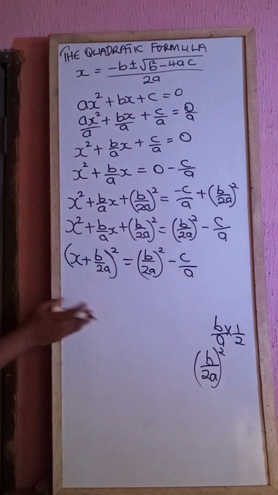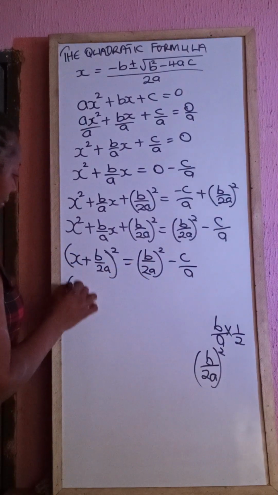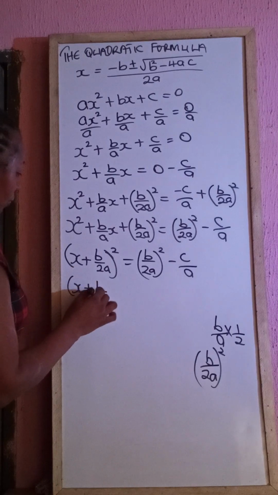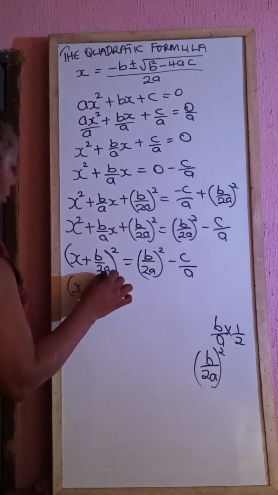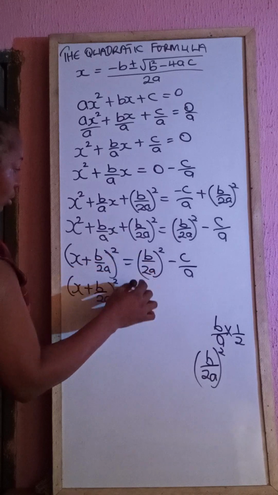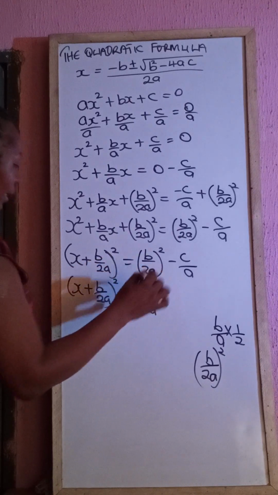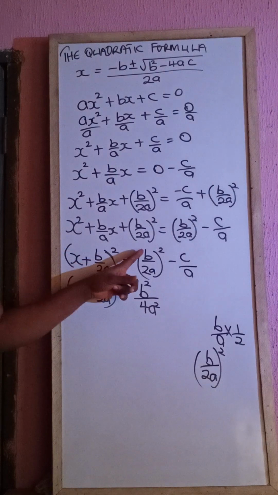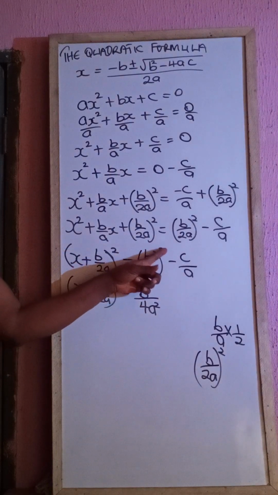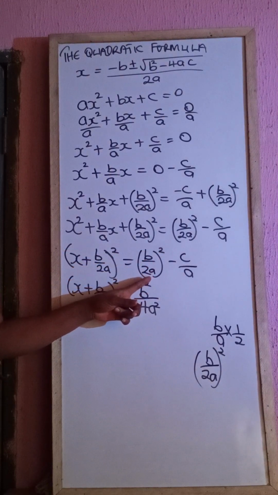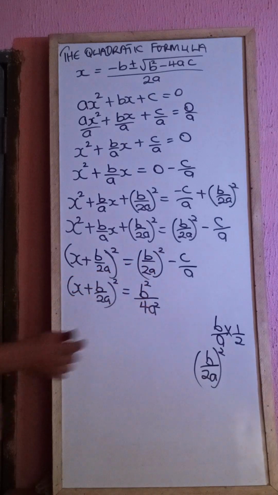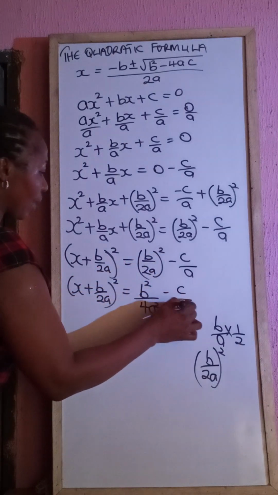Now, of course, we have x plus b over 2a all squared is equal to, what we have here is b squared over 4a squared. I hope you understand. When you square b, you have b squared. This squaring applies to both the numerator and the denominator. So 2 squared is 4, then a squared, minus c over a.